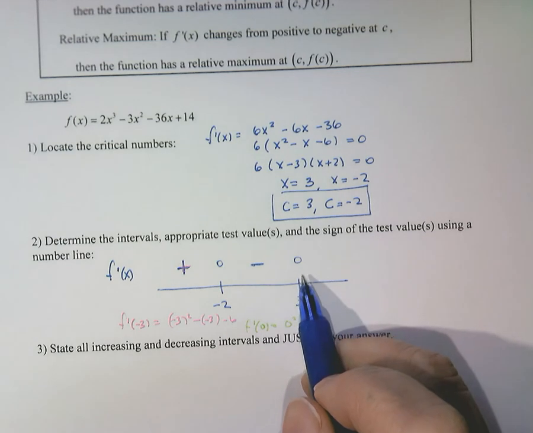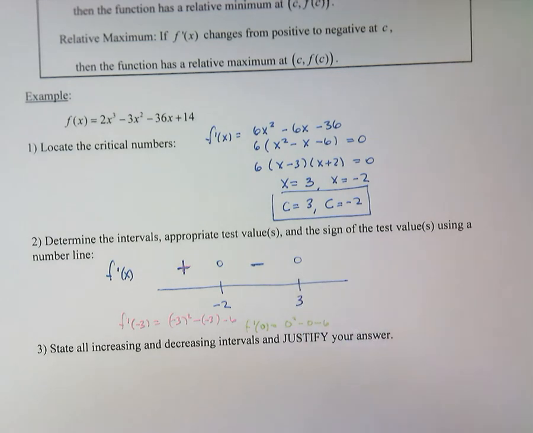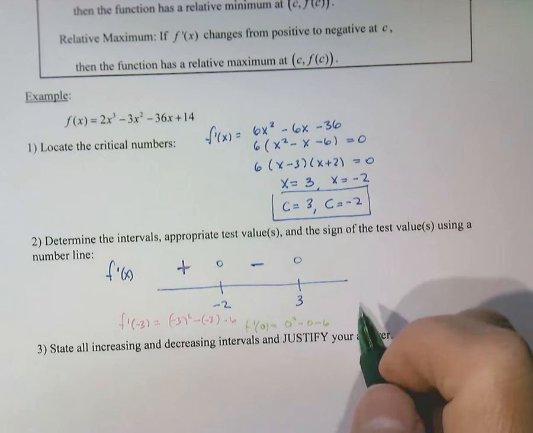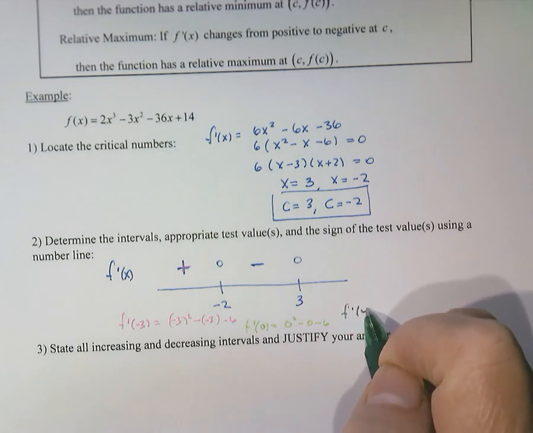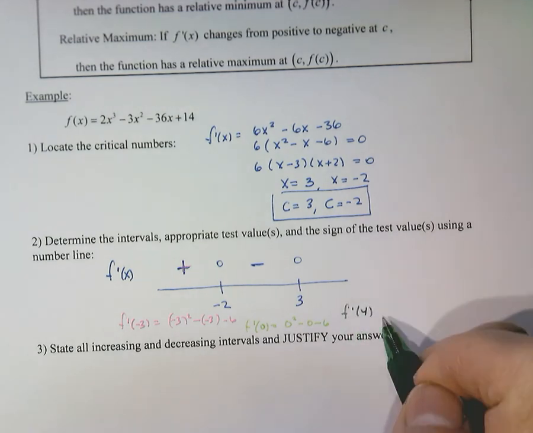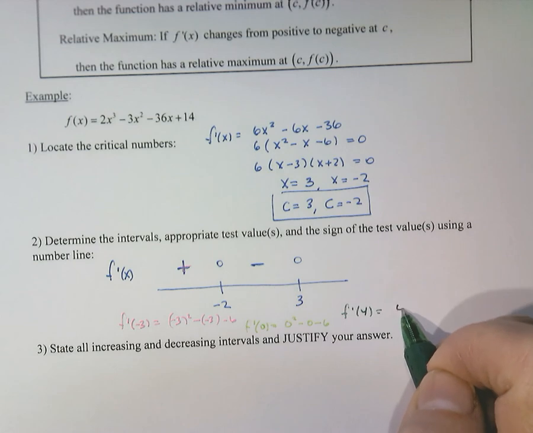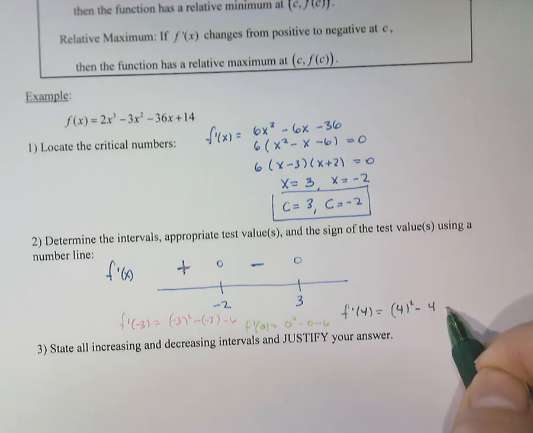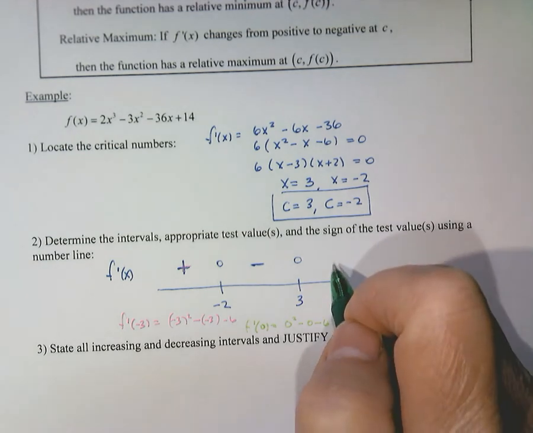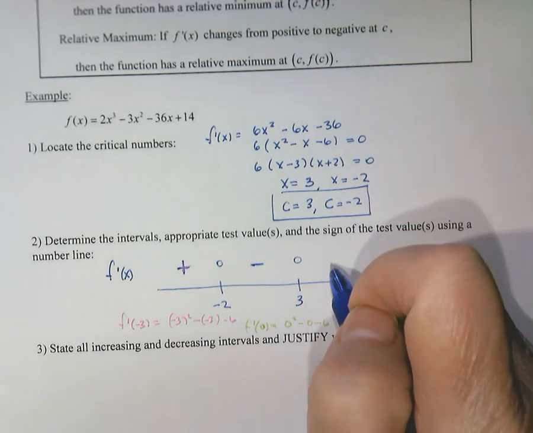Then I have to choose a number greater than 3. Let's choose 4. So I want f prime of 4. So I'm going to have 4 squared minus 4 minus 6. 16 minus 4 is 12. 12 minus 6 is positive 6. So I know that this is going to be positive here.